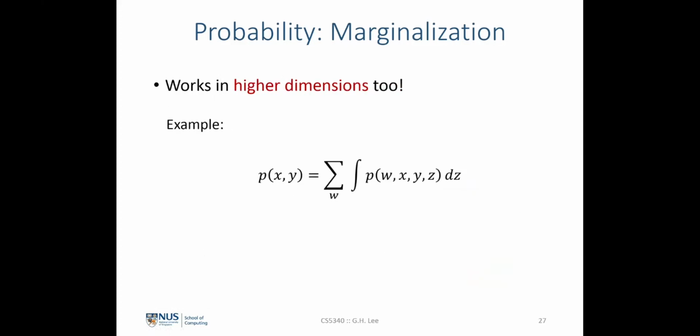The marginalization rule also works for higher dimensions. Here suppose that we are given a joint probability distribution of four random variables w, x, y, and z, where w is a discrete random variable and z is a continuous random variable. To find the joint probability of x and y, we simply need to integrate over z, which is a continuous random variable, and sum up over the discrete random variable w. Another example: if we want to further find the marginal probability of x, this would be equivalent to taking the integral over dy, where we suppose that y is a continuous random variable.